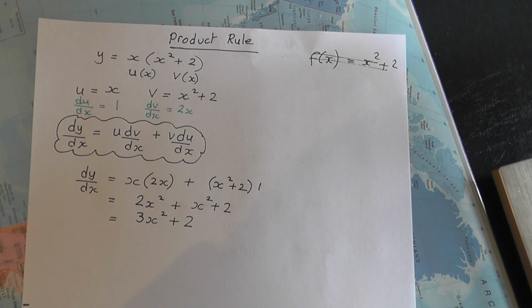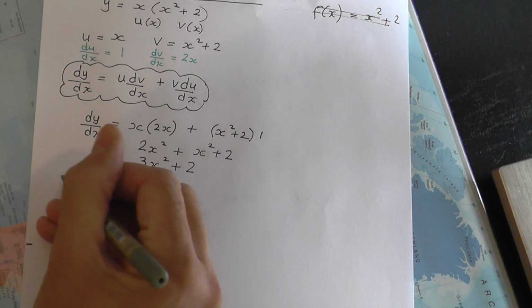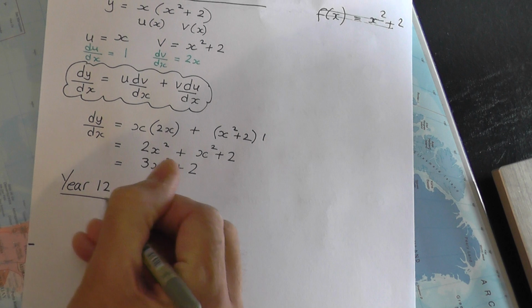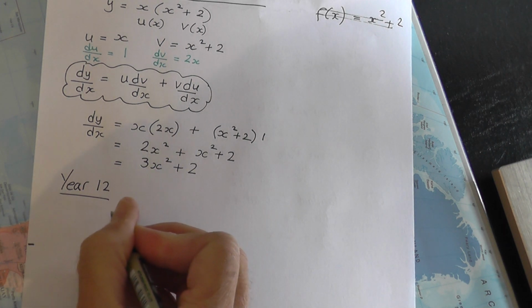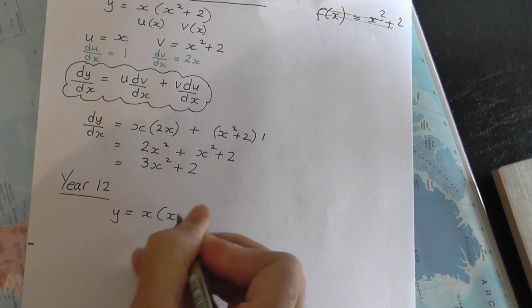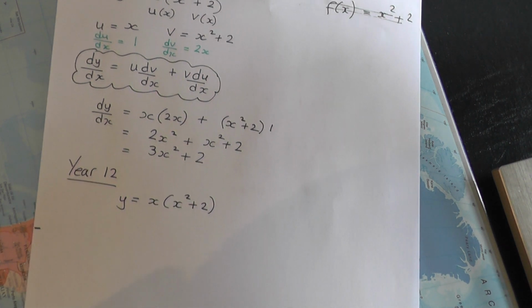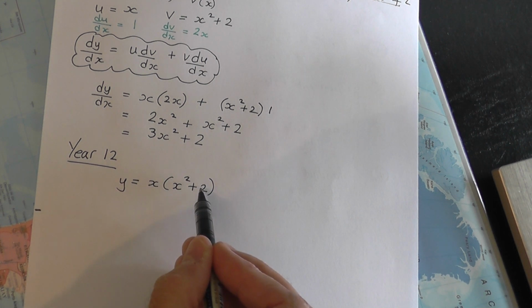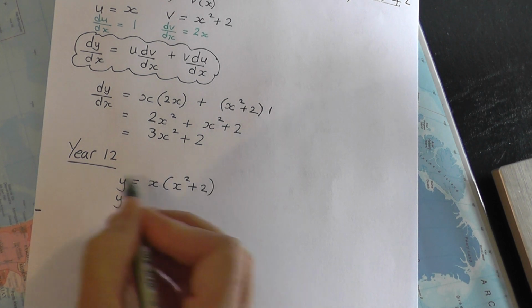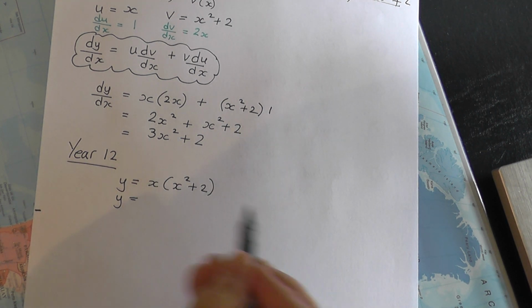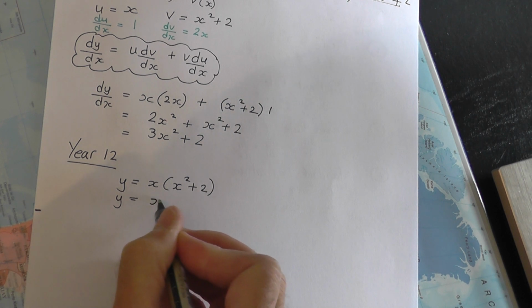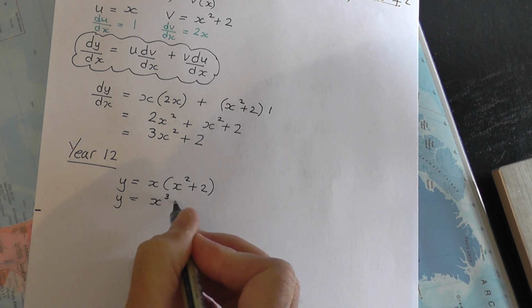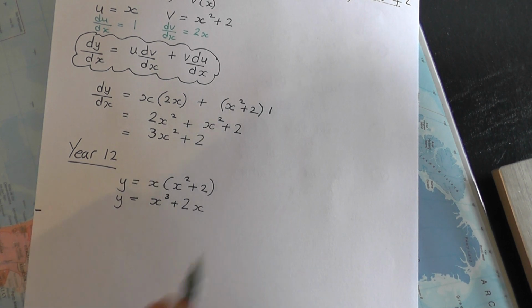Now I did say at the start of this basic video that you could do this one by Year 12 techniques because the question is so easy. So if I just move the paper up a little bit, I'll do it by Year 12 techniques and show you that we get the same answer. Let's start again: y equals x, x squared plus 2. In Year 12 you could have done this question simply by expanding out the bracket instead of applying the product rule. x times x squared is x to the power 3, and x times plus 2 is plus 2x. You could have done that first.